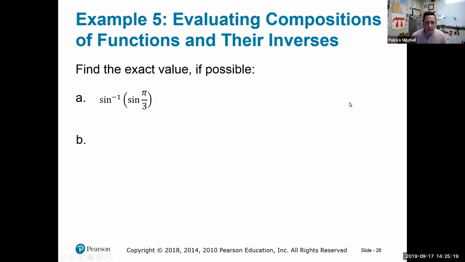All right, continuing with section 4.7, I'm redoing this part of the video in my office. It was a little glitchy when we did it in class, and I made some improvements to the slides.